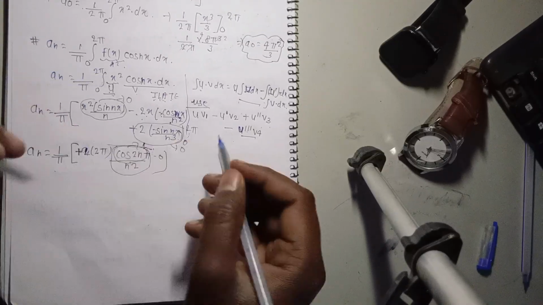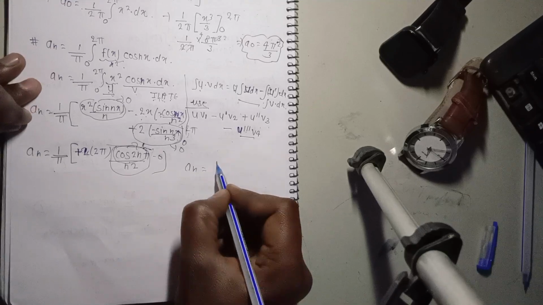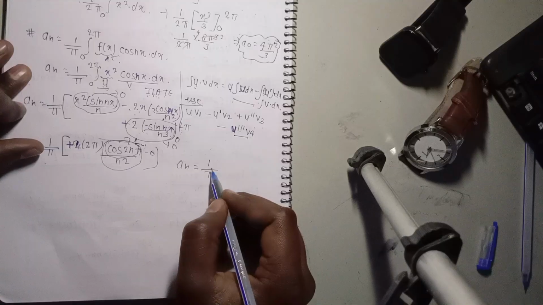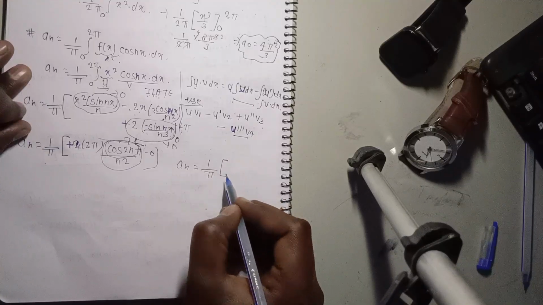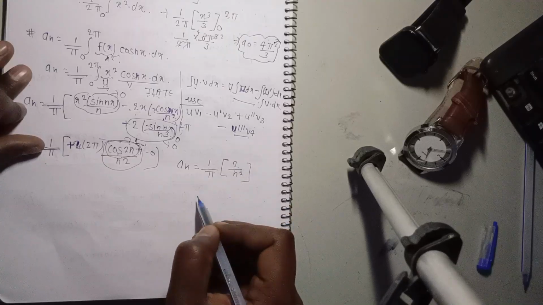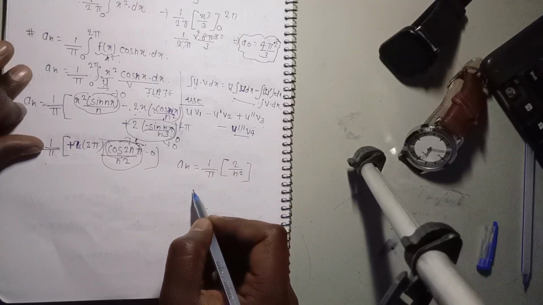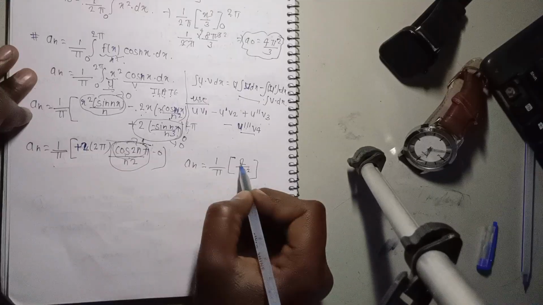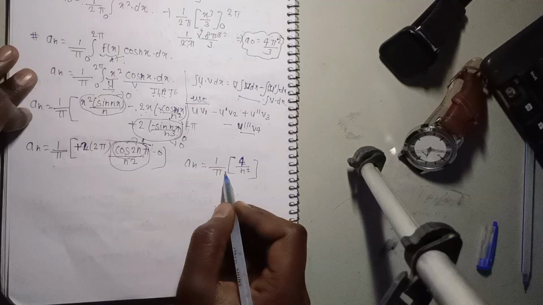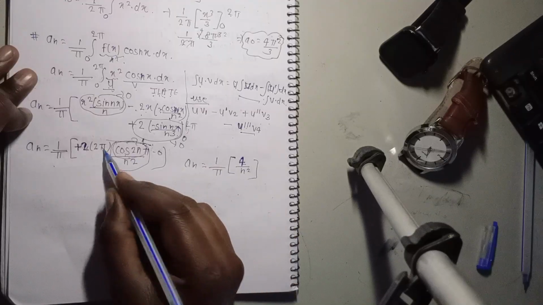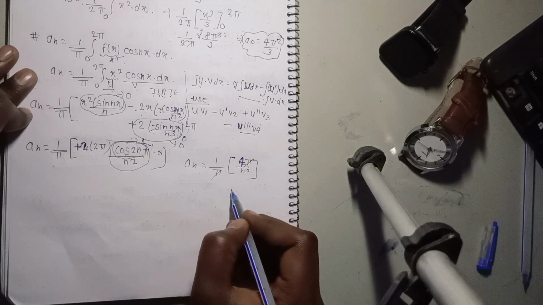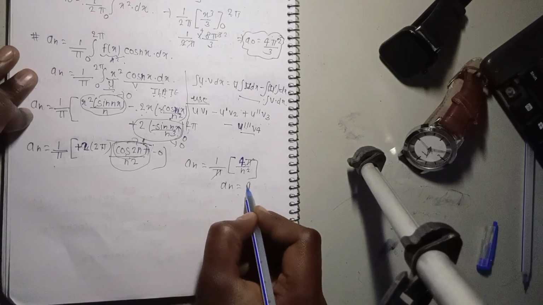So an is equal to 1 upon pi, this 2 into 2 upon n square, right? Yes, 1 upon pi, 2 into 2 upon n square. So this is 4 upon n square, right? 4 upon n square. So 1 upon pi times 4 pi upon n square, this pi and pi cancel, so it is only an is equal to 4 upon n square.